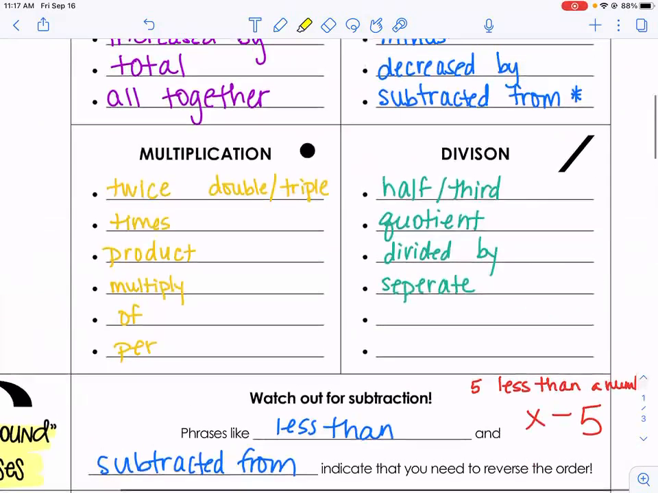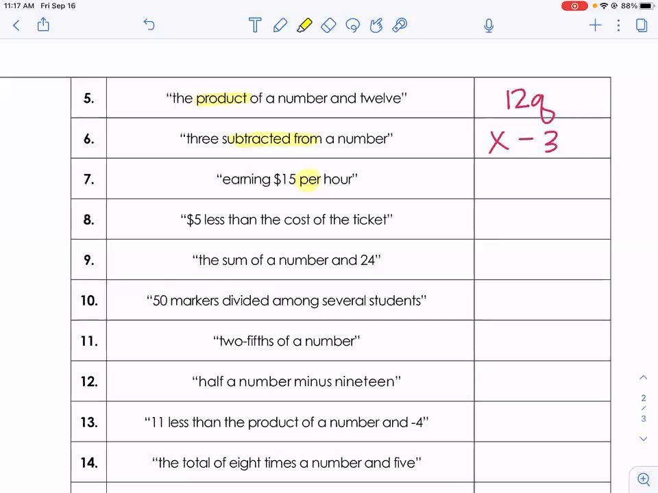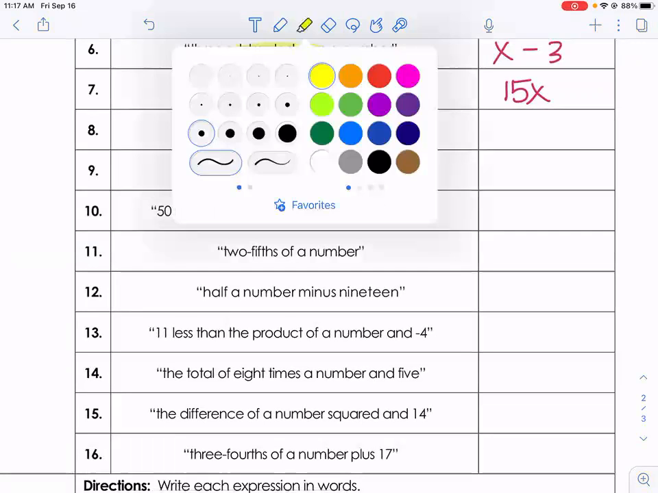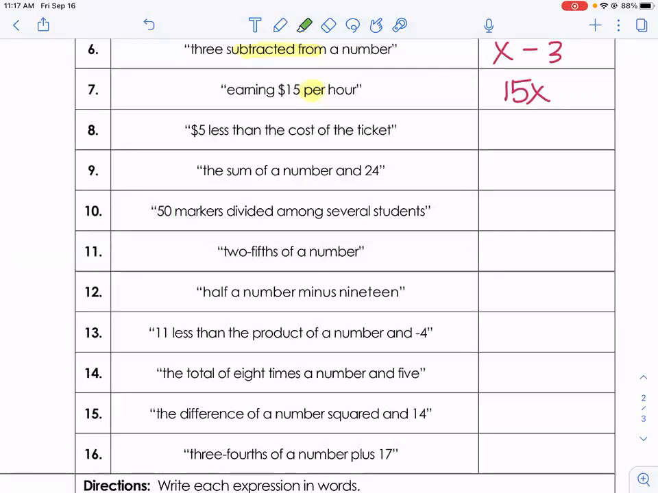Multiply. Okay. So we're doing 15 times a number. All right, so this is your job. I'm going to give you the next minute and a half, 8, 9, 10, 11. I want you to do those 4. You and your partner, your elbow partner, I want you to work together.